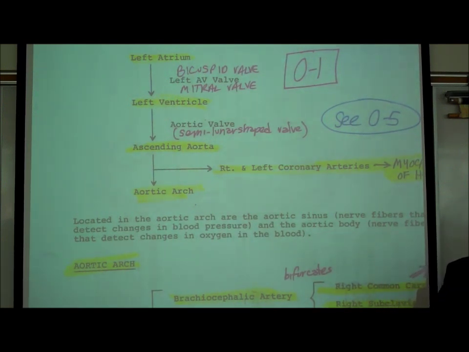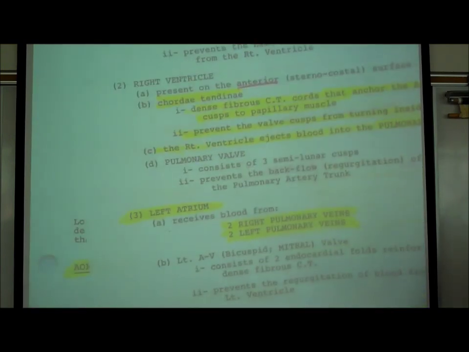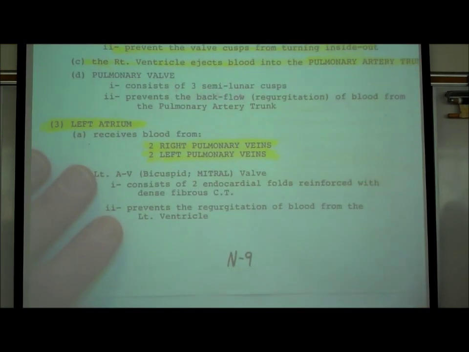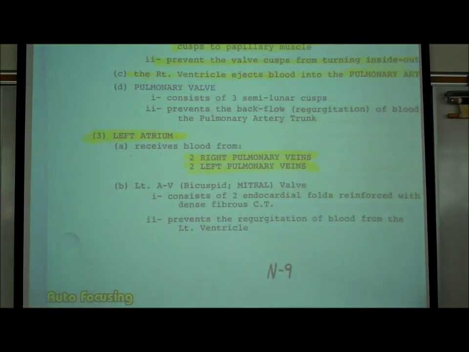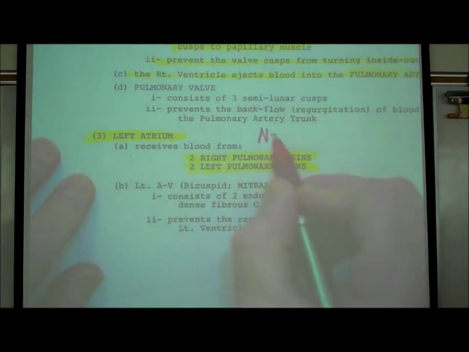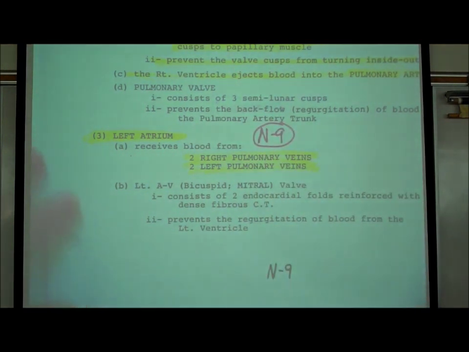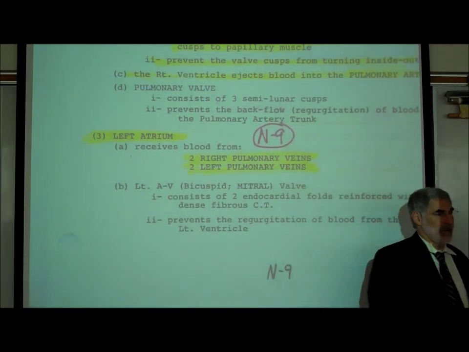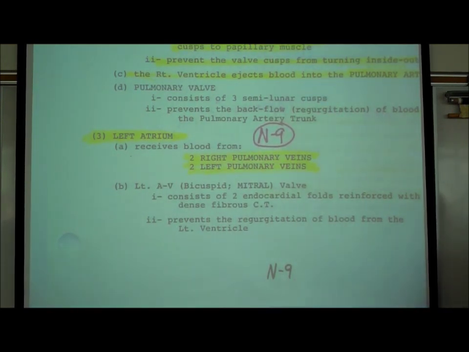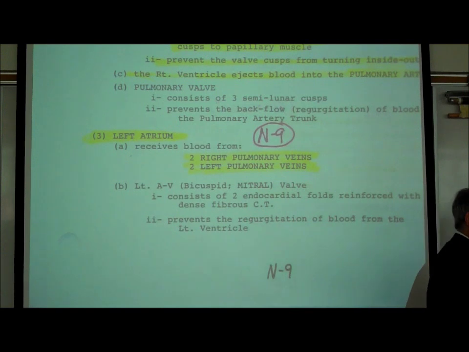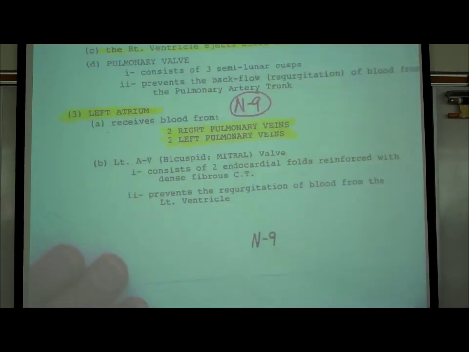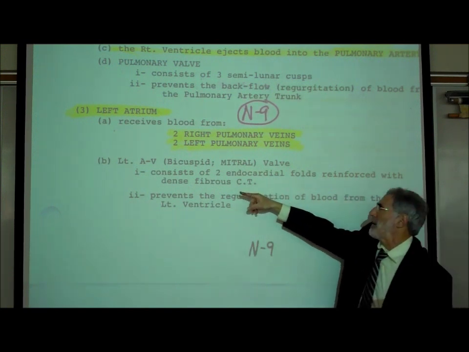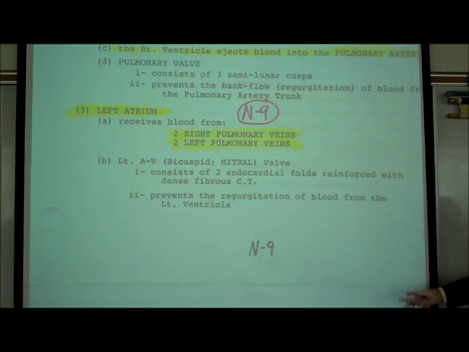Now incidentally, before I go any further, all of this was summarized on pages, again, N9 and N10. Let's look at N9. On N9, we wrote that the left atrium receives blood from 4 pulmonary veins. Again, all this is redundant. If you're thinking, aren't you saying the same thing over and over? Yes. All right. So, we've mentioned this left AV valve or bicuspid valve or mitral valve. And the purpose of a valve is to prevent something from going backwards.